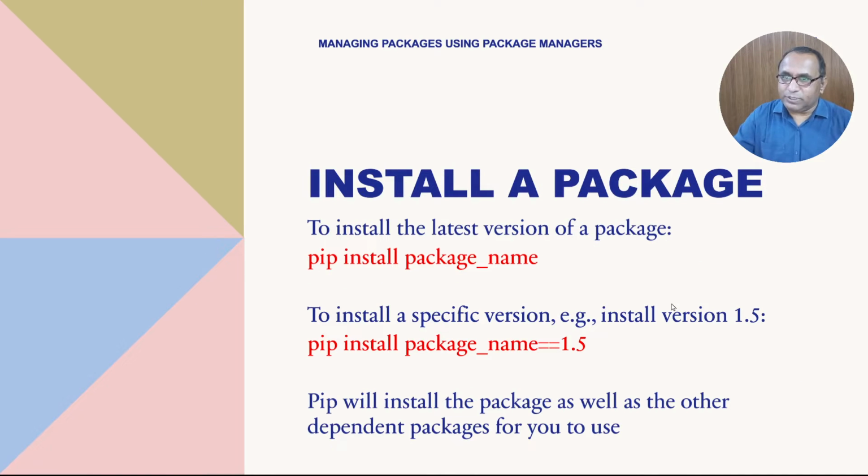To install the latest version of a package, we will use this statement, pip install, and at this place we will mention the name of the particular package. And if sometimes we need a specific version of the package, in that case we will use the statement pip install package name, then the double equal sign, and at this place we will mention which version you need. Pip will install the package as well as the other dependent packages for you to use.